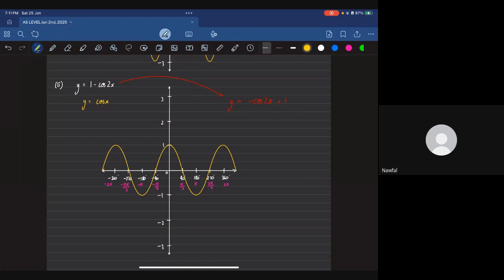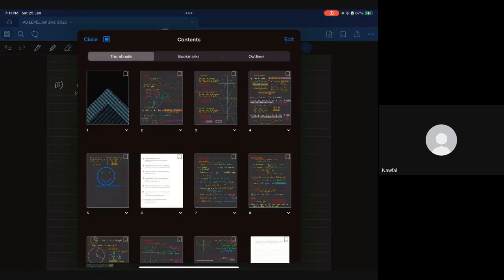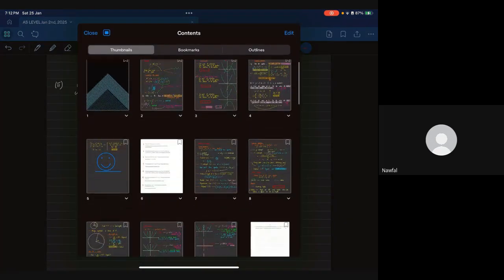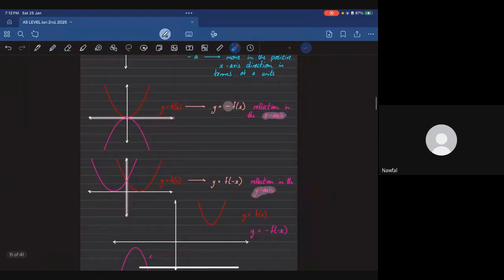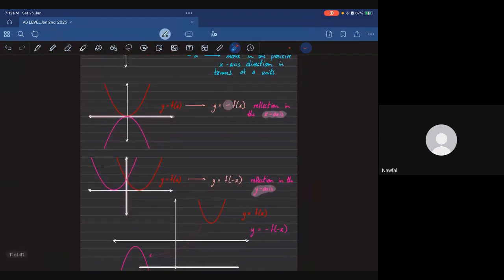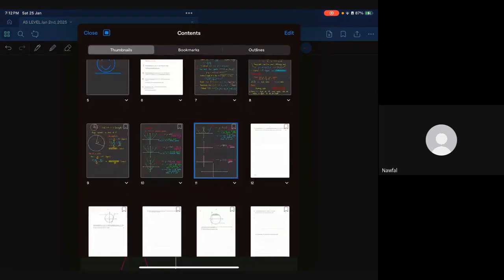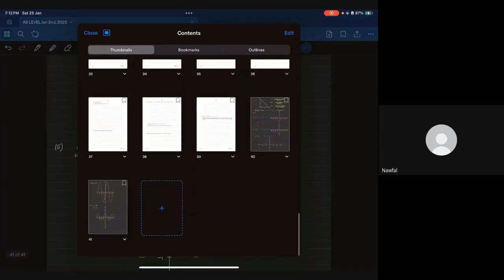Also, it says +1 over here, so technically the entire graph should be lifted above. Secondly, it says minus as well, so the graph is going to be reflected. Where is it going to be reflected? Whenever there is a minus sign on the outside, it's a reflection in the x-axis. So there are three types of transformations happening to the graph.